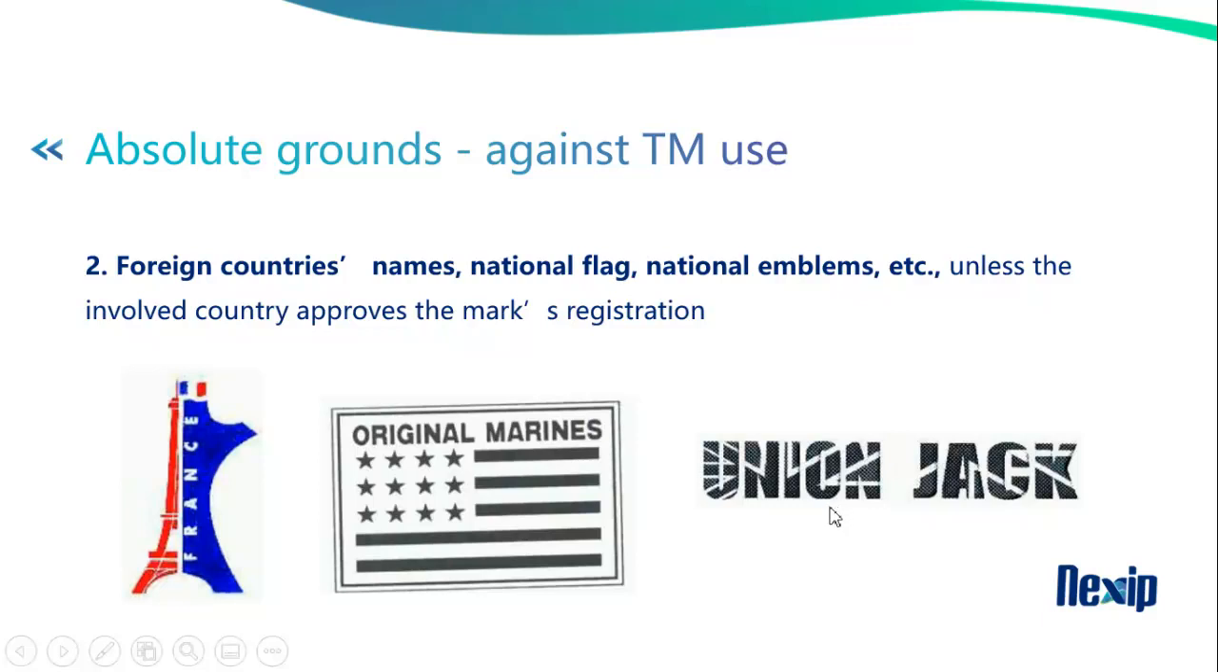So how do we prove that we are allowed by the involved countries? In practice, the most acceptable evidence is the trademark registration certificates granted by these involved countries like France, USA, UK, which say they already approved the registration of these marks as trademarks in their own countries. So that's the most acceptable evidence.